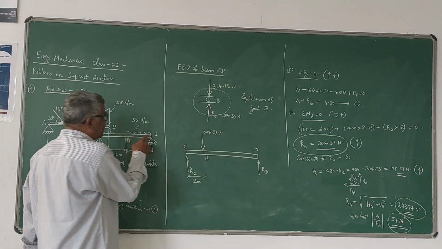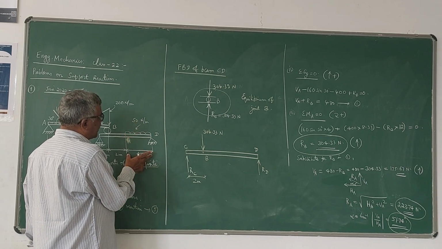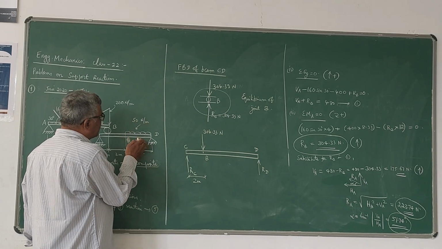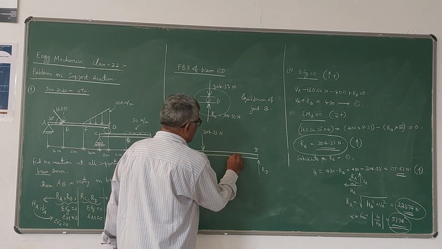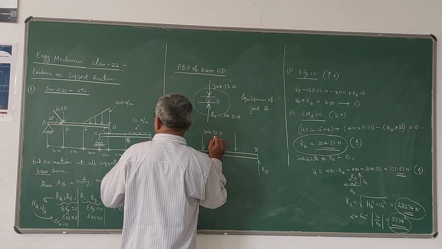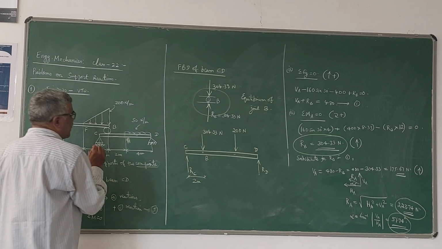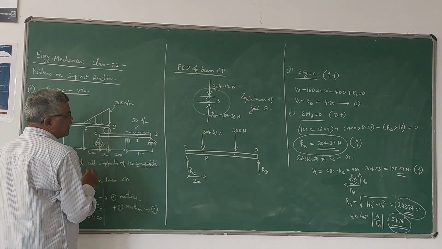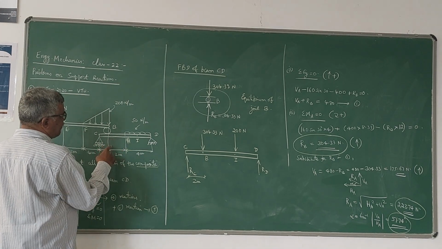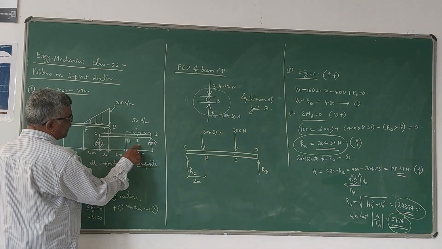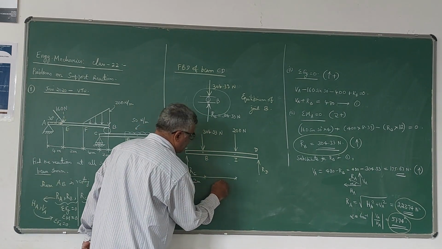This UDL you have to convert to concentrated load. 50 into 4, that is 200. 200 Newton is the concentrated load, which acts at the midpoint. If I take this midpoint as point I, this point I will be at a distance from B of 2 meters plus another 2 meters to the midpoint, so 4 meters. So this is 4 meters.